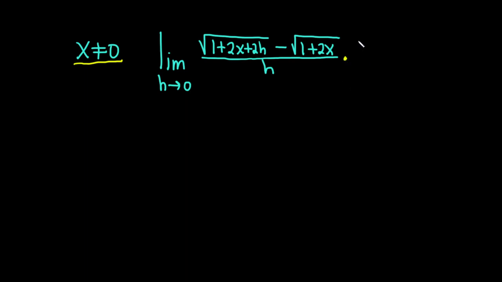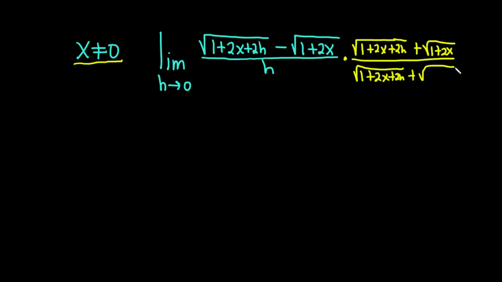So basically, we're going to multiply by the following. We have the square root of 1 plus 2x plus 2h plus the square root of 1 plus 2x over the exact same thing: square root of 1 plus 2x plus 2h plus square root of 1 plus 2x. Basically all you do is switch the sign. Because there's a minus, we put a plus. And we're doing this because now we can apply the difference of squares formula.